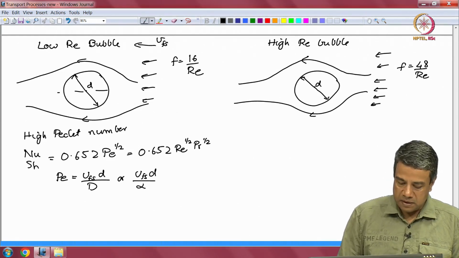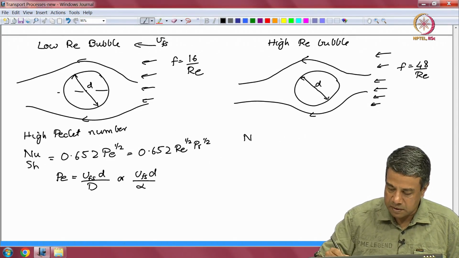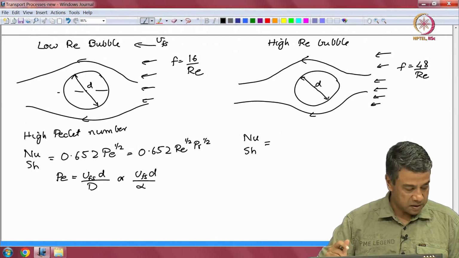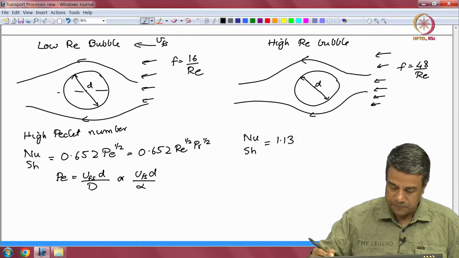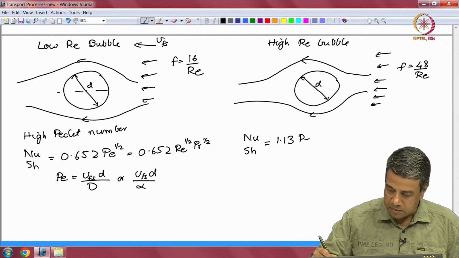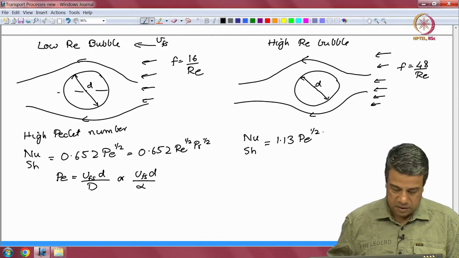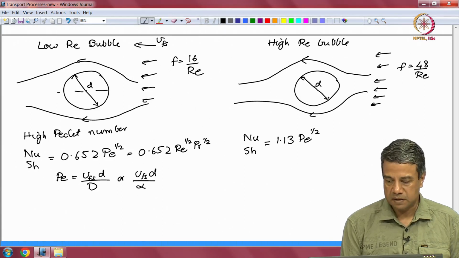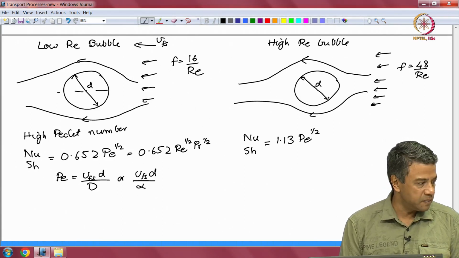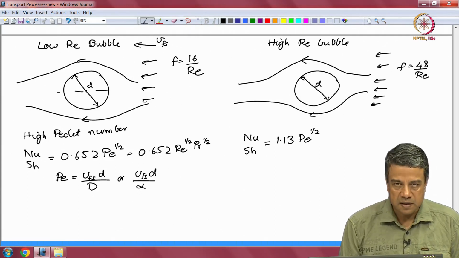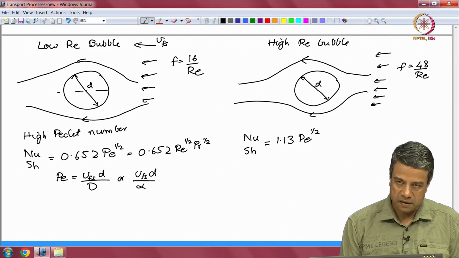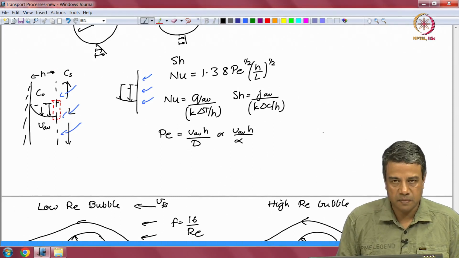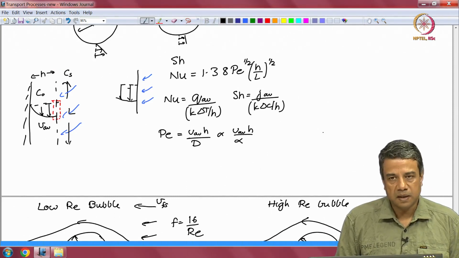And in this case as well, you can get an analytical expression for the Nusselt number or the Sherwood number. Turns out that both of these are independent of the Reynolds number, 1.13 times Peclet number to the half, where the Peclet number is once again V free stream into diameter divided by the diffusivity. So, in all of these cases, for the flow past a mobile surface, the correlation is proportional to Peclet number to the half, times in some cases a geometric factor.